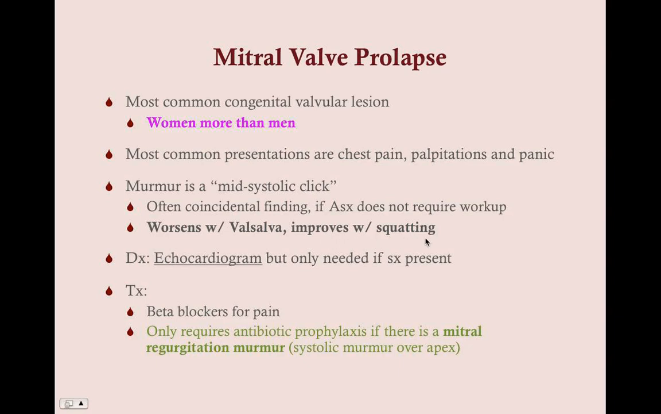Squatting and leg raises increase blood flow to the heart. I don't know why. Well, leg raises, you're getting more blood down from your lower extremity. I don't know about squatting. But worsen with Valsalva, improve with squatting.